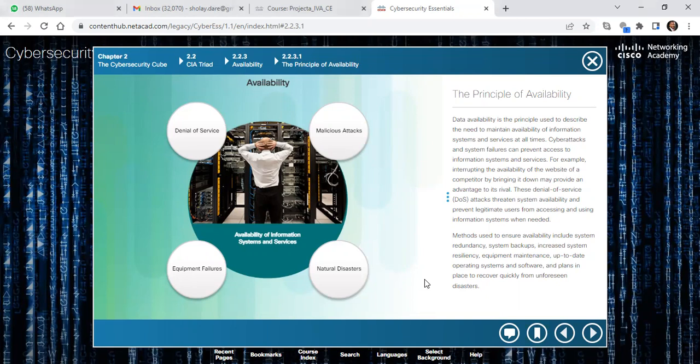So there are methods used to ensure availability: system redundancy, system backups, increased system resiliency, equipment maintenance, then up-to-date operating systems and software, and plans in place to recover quickly. So these are the methods you can use to make sure the attack is not carried out.